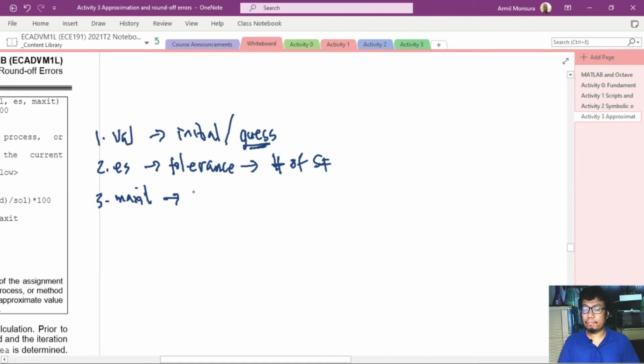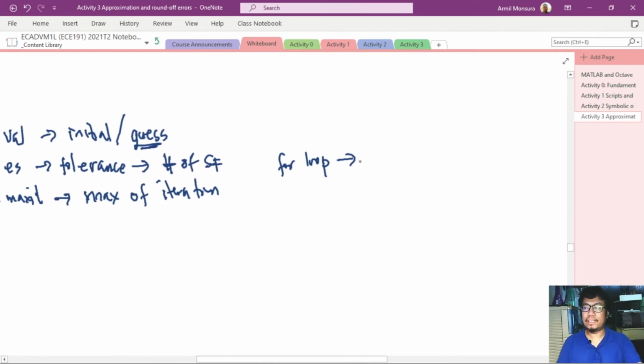And then max is the maximum number of iterations. You can think of iterations as a step, because basically this would loop. This is a looping process. So when you say looping, if you're done with activity 0 and activity 1, you can make a for loop, which places a certain number of iterations or loops, or implements your loops in a certain number way. So that is fixed when it comes to a for loop.